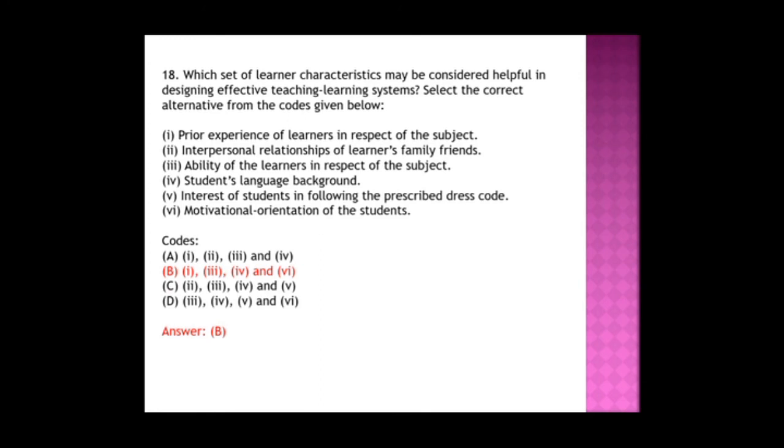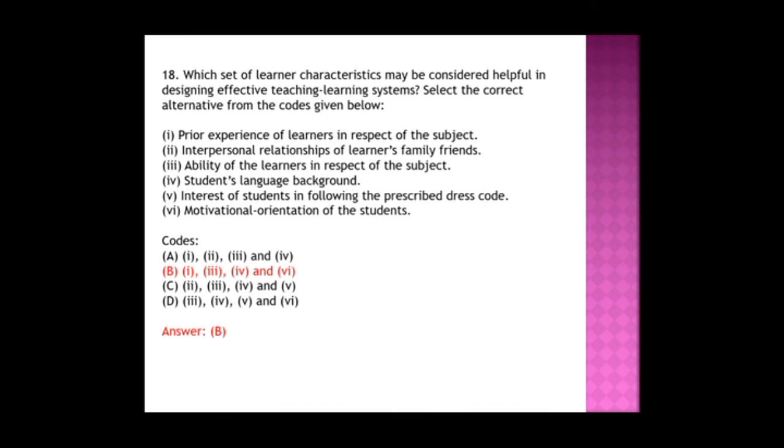And 18th question, which set of learner characteristics may be considered helpful in designing an effective teaching learning system? Select the correct alternative from the codes given below. The first one is prior experience of learners in respect of the subject. Second, the interpersonal relationship of learners, family, friends. Third is ability of the learners in respect of the subject. Fourth is students' language background. Fifth is interest of students in following the prescribed dress code. And the sixth one is motivational orientation of the students.